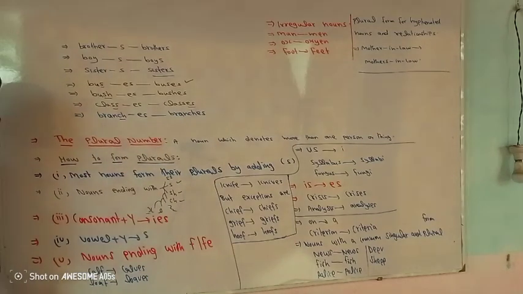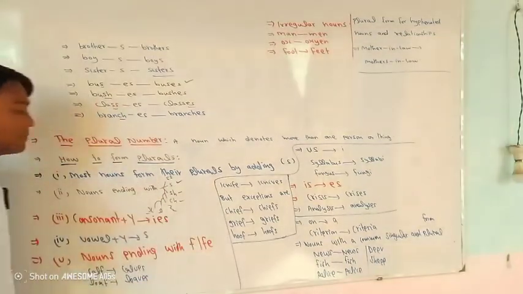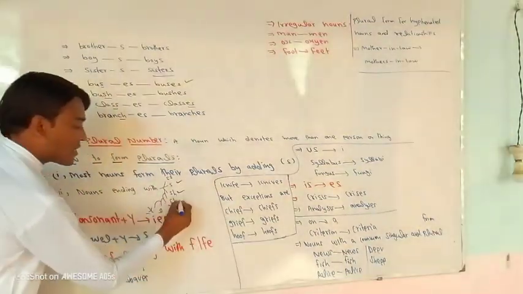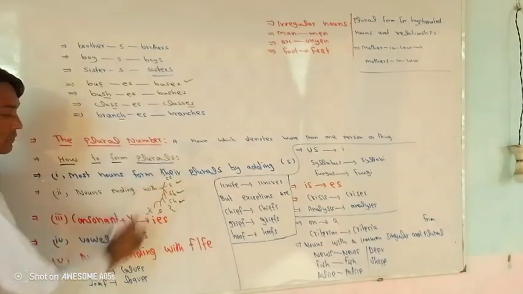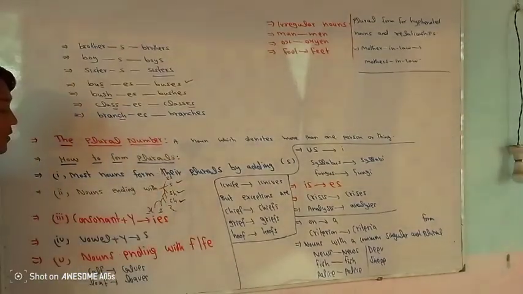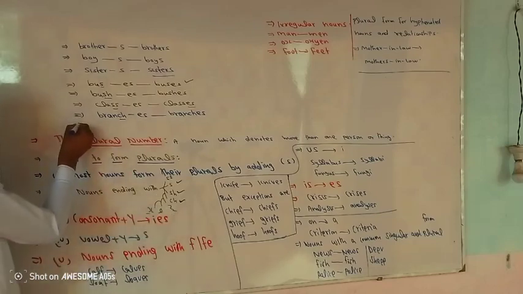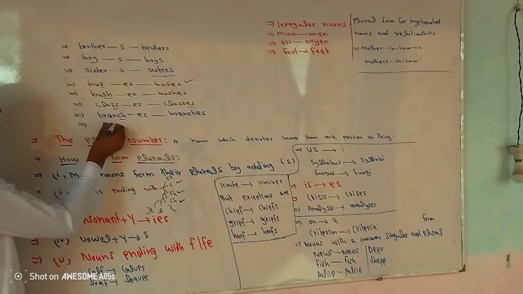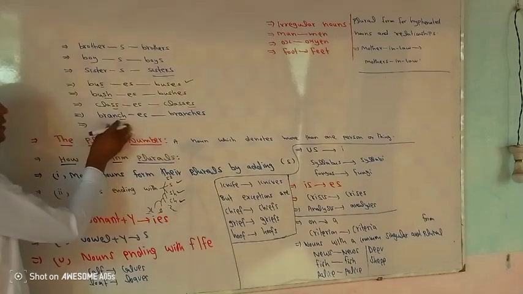So we convert this. The first one is done, s is done, sh is done, ch is done, and ss is also done. Now let's talk about some exceptions. For example, z. We can also convert z, but for example I say quiz.